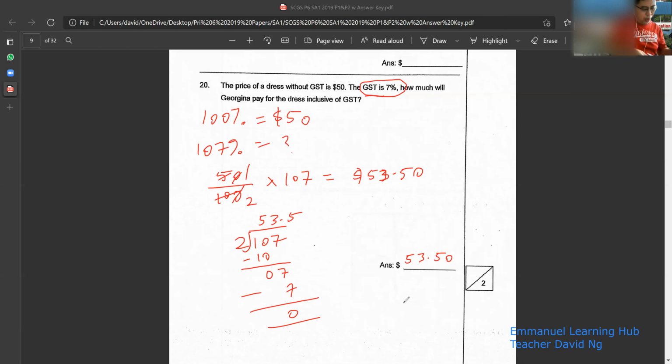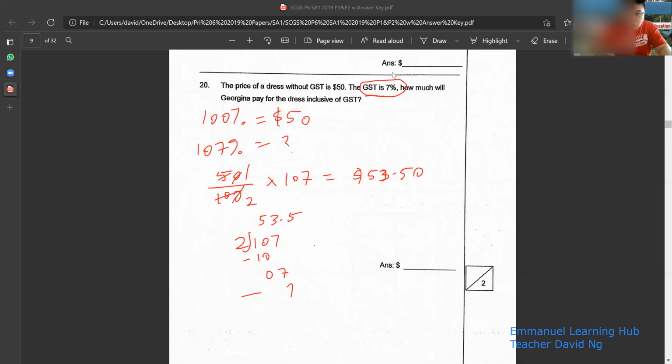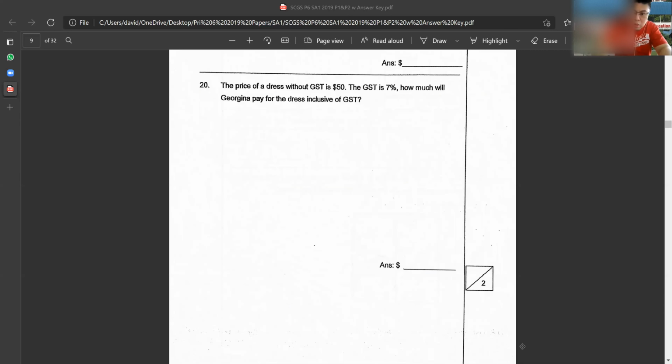This is for question 20. Yep, $53 and 50 cents. That's the answer. I believe this question, you got no problem, right? If you got no problem, let me move on to the next question, 21. The next question is 21. You okay? Yep, you say okay, that means you are okay. You know what to do. Okay, let's move on.